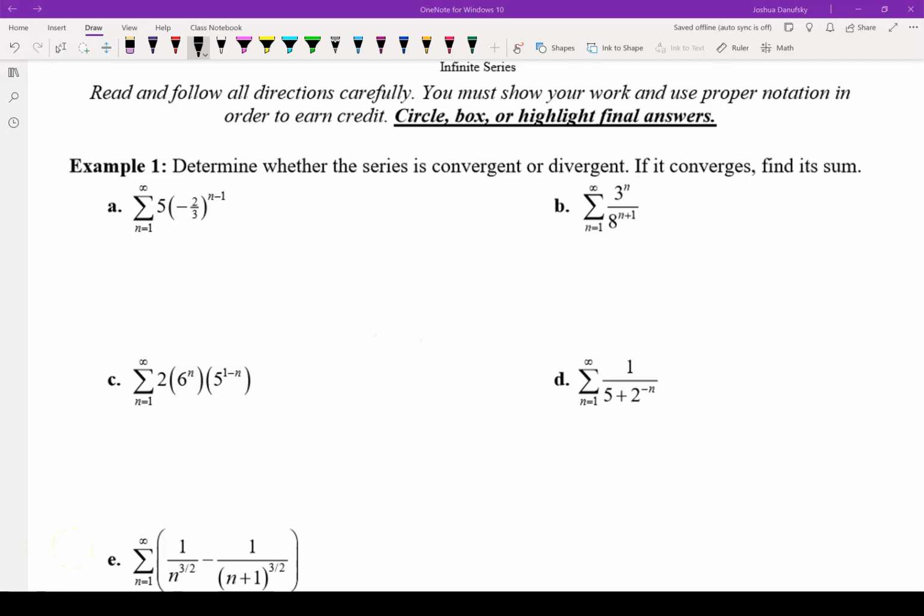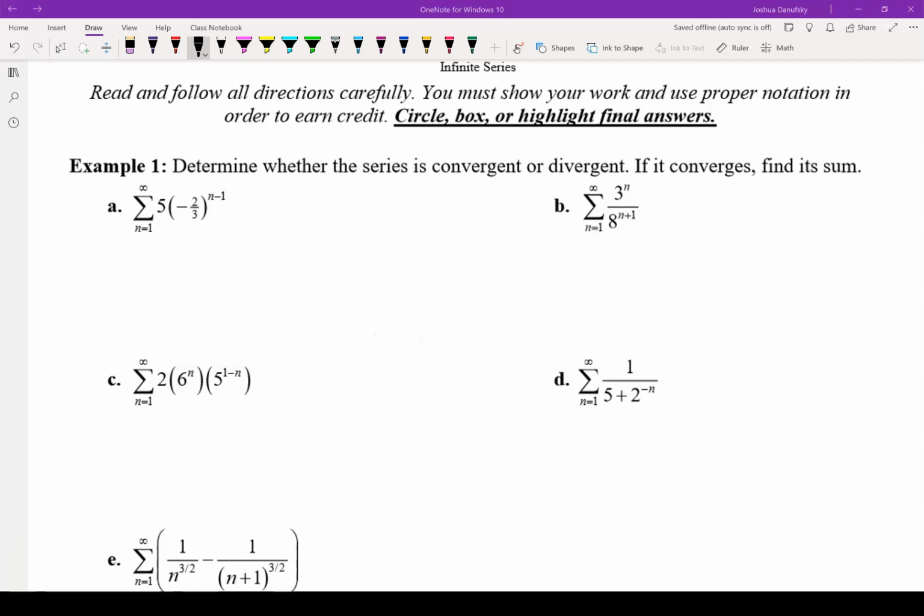In this worksheet, we're going to determine the convergence or divergence of certain infinite series. We're only going to look at series that are either geometric, telescoping, or series that can be shown to be divergent by the test for divergence. Example 1, determine whether the series is convergent or divergent. If it converges, find its sum.